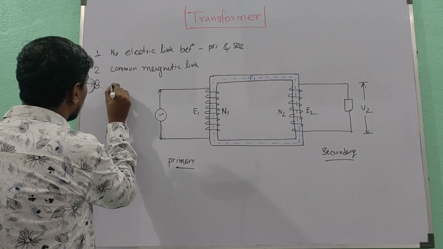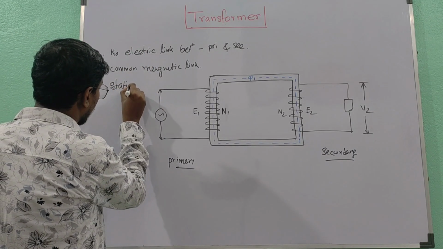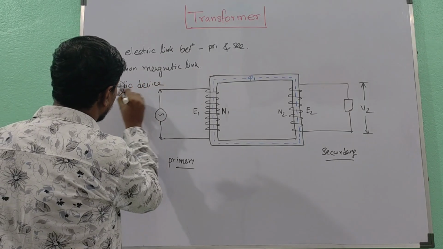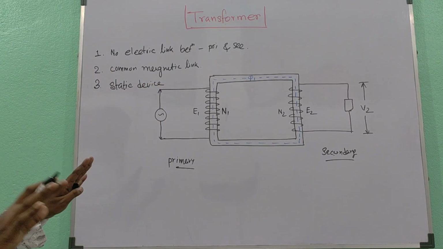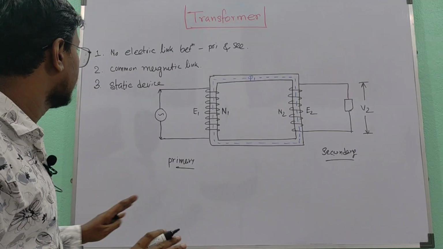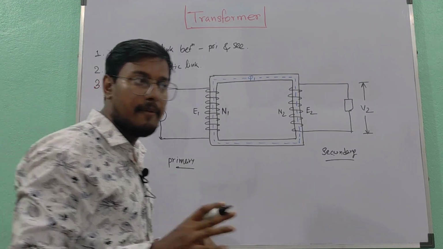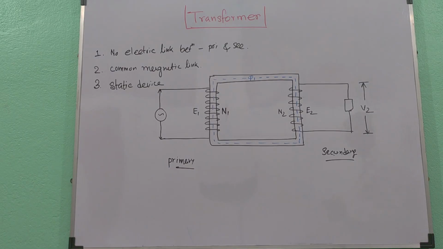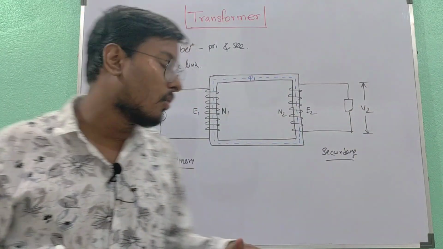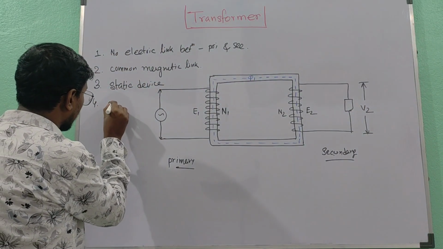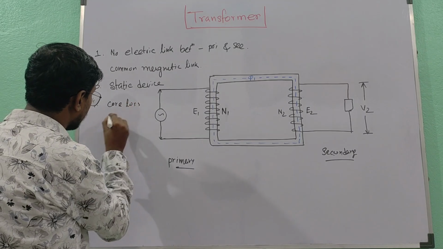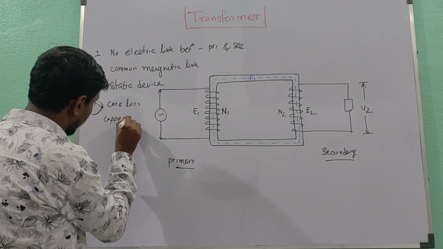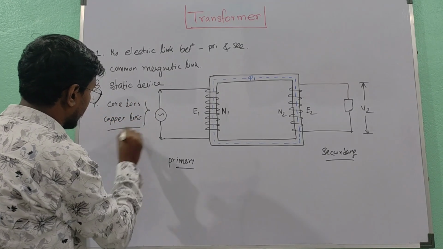Number 3, no rotating parts. It's a static device. There are no rotating parts in a transformer. All these parts are static. Hence, there is no rotational loss, only hysteresis loss. That means core losses and copper losses in a transformer. So there are only core loss and copper loss in a transformer.